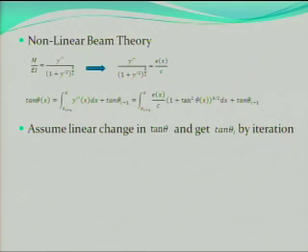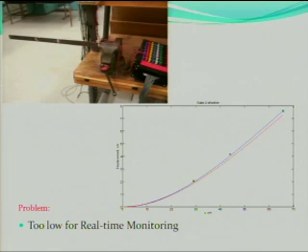But in our case, the structure is very flexible. We need to use nonlinear beam theory, which makes the problem more complex. To do the integration, we need to use iteration and assume that the change in slope between two strain gauges is linear. However, the code is too slow for real-time monitoring, but the result turns out well.